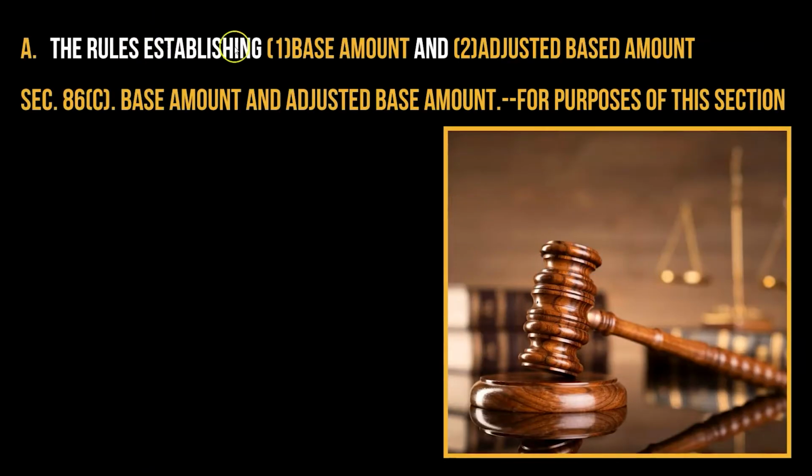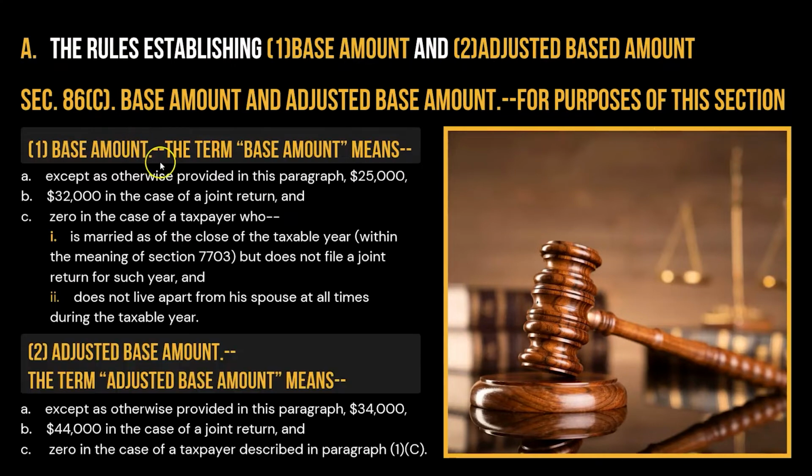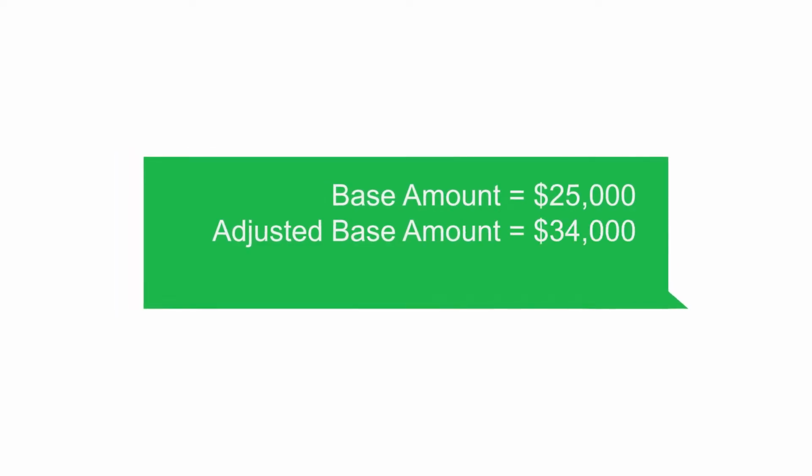Now let's look at the rules that establish, number 1, your base amount, and number 2, the adjusted base amount. Section 86(c) establishes the base amount and the adjusted base amount. I'm not going to read the full details of this code, but I know what I need from here. If you're a single filer, your base amount is $25,000. Your adjusted base amount is $34,000.